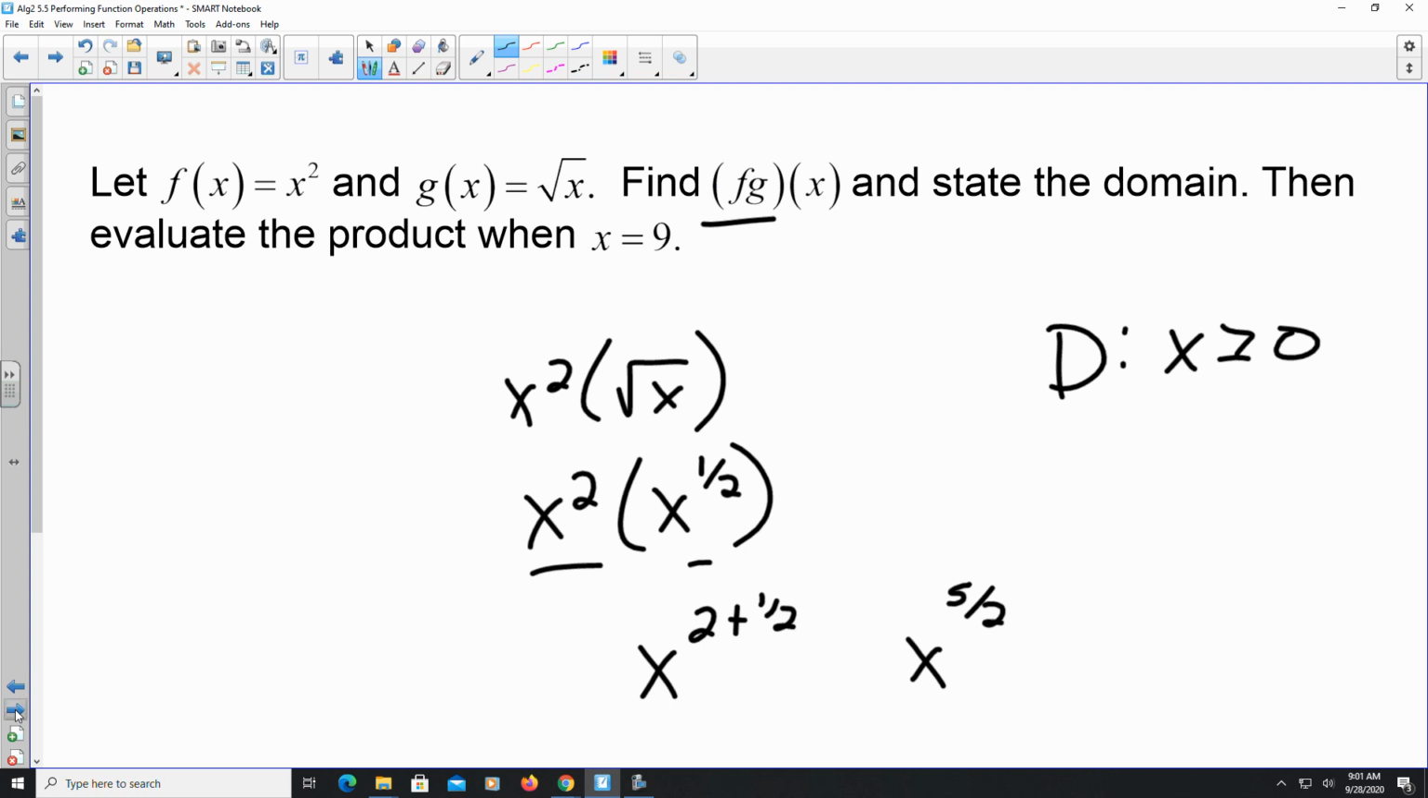So when x is 9, now I got 9 raised to the 5/2 power. I get 243. So when x equals 9, it's 9 to the 5/2, and that'll be 243.